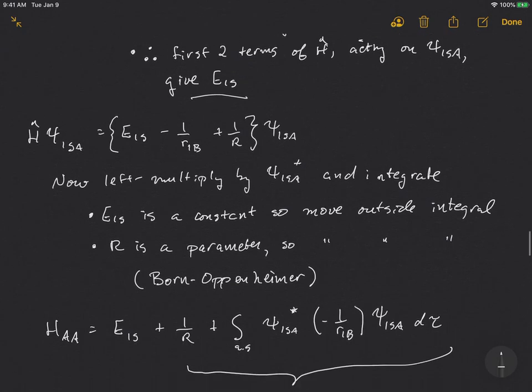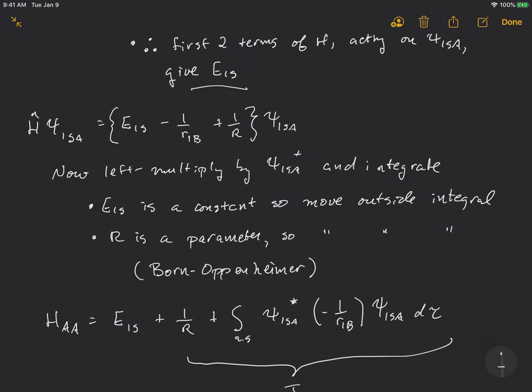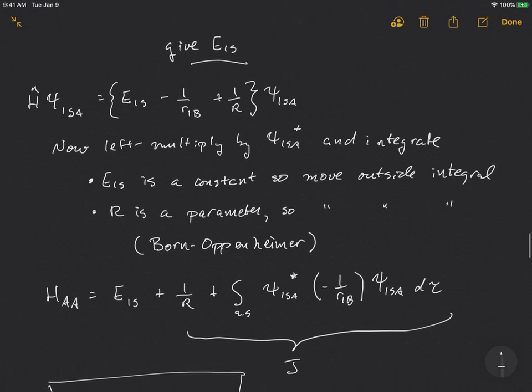And so our HAA ends up being this E1s plus 1 over R. And again, we've left multiplied by psi 1sa, and so we have an integral of this E1s multiplied by the integral of psi star 1sa, psi 1sa, and because those 1s atomic orbitals are normalized, those integrate out to 1. Similarly, we get the same thing happening with this 1 over R term.